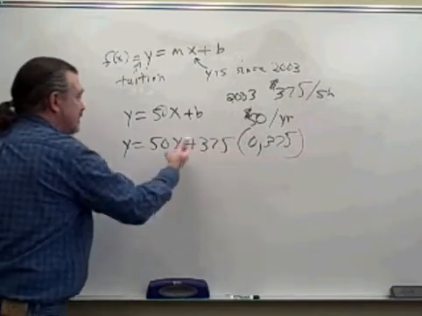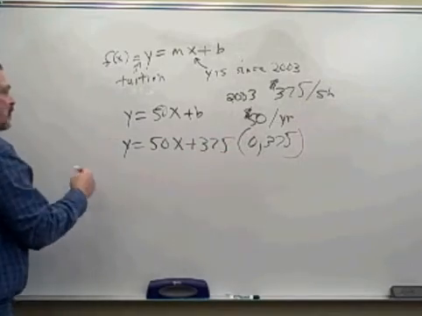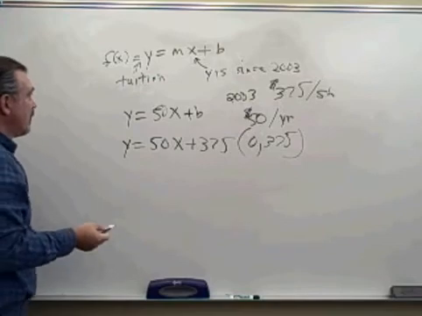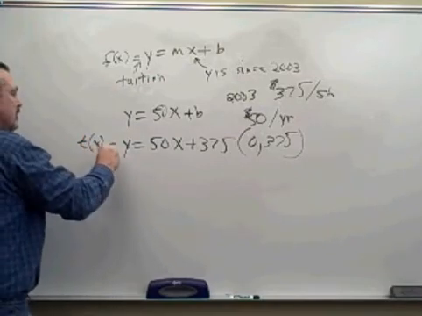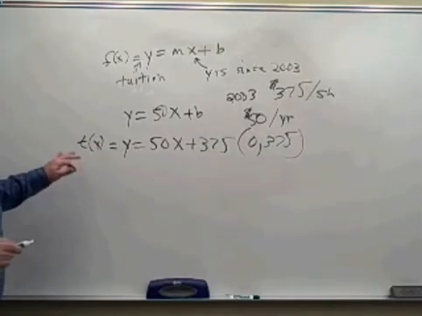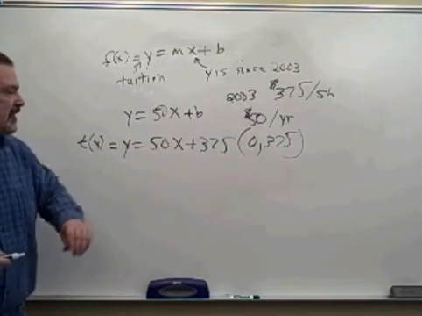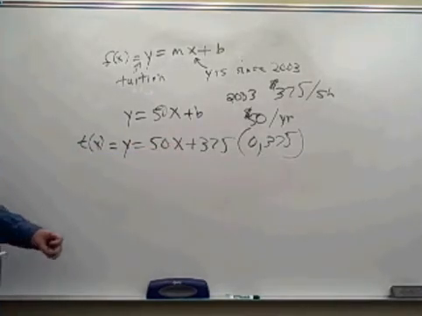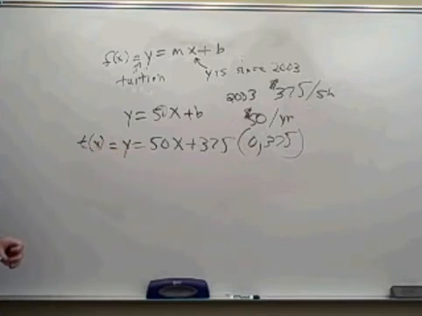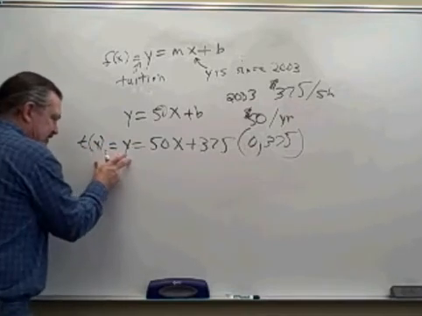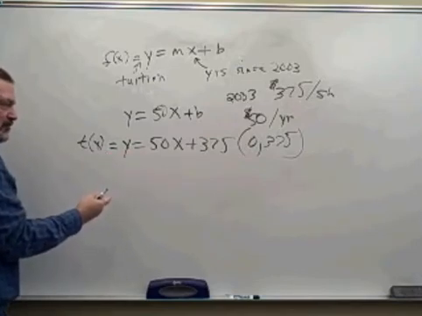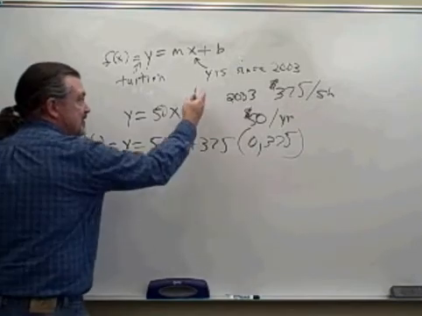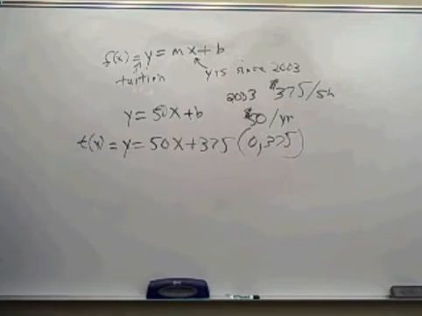And I have my function that relates tuition. Oh, maybe rather than using f, maybe we'd even use t. T for tuition. T of x equals 50x plus 375. And we have our tuition function, where the t value, the y value, is the tuition cost per semester hour, and the x is the years since 2003.